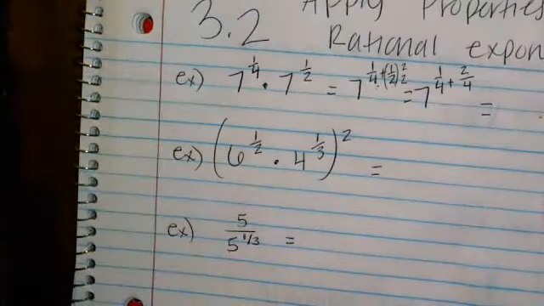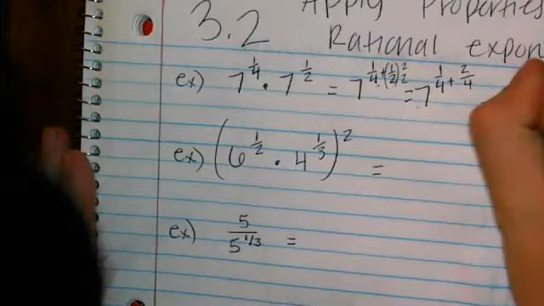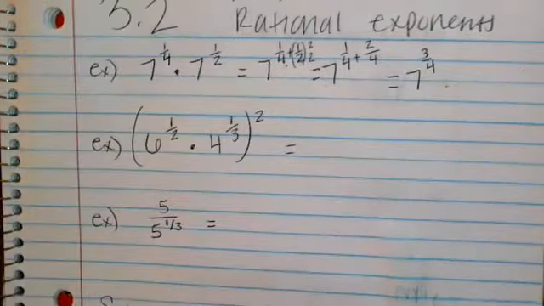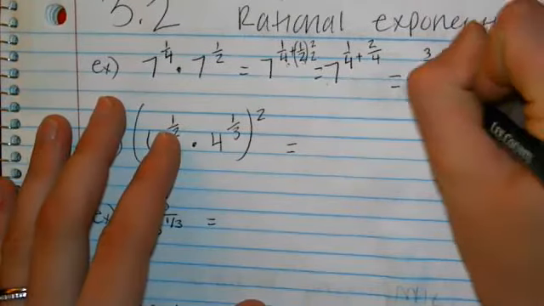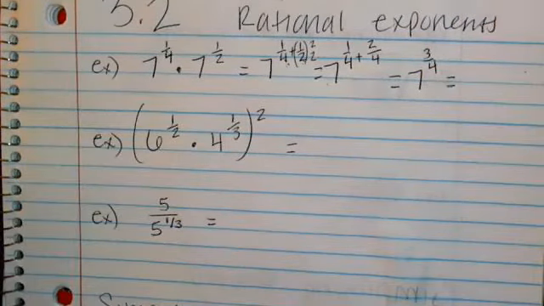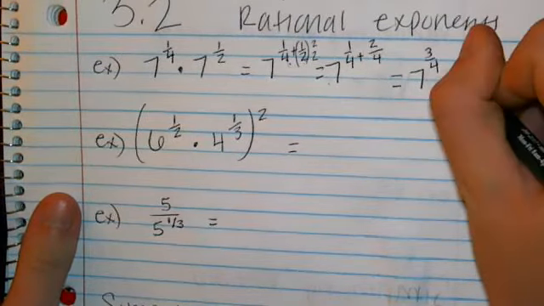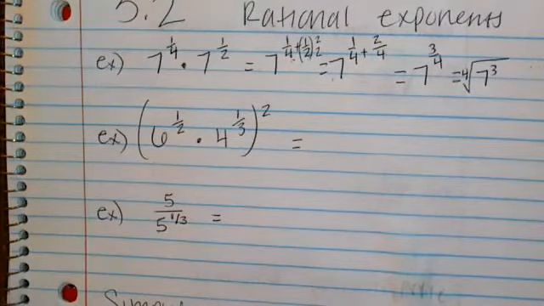7 to the 1/4 plus 2/4 will end up being 7 to the 3/4. Okay, and that will be kind of a final answer. If we wanted to go ahead and write this as a radical, and I'm not telling you that you have to, but if you were, it would be the 4th root of 7 cubed, right? Just from a little practice from last time then.